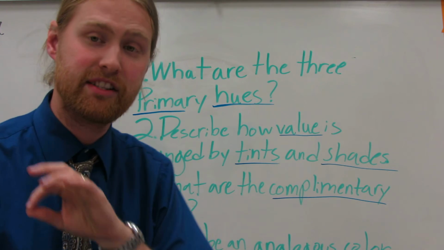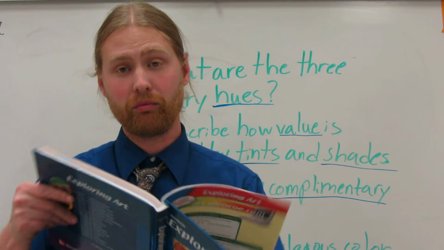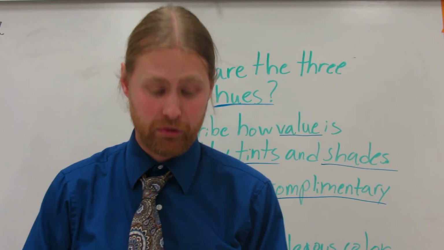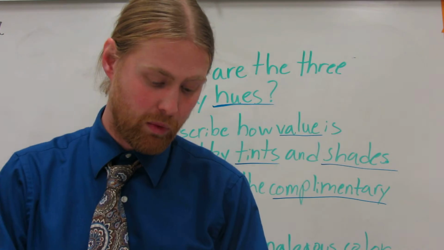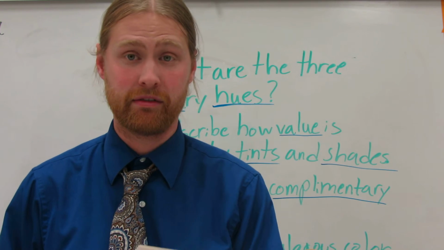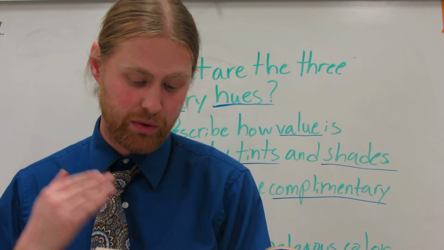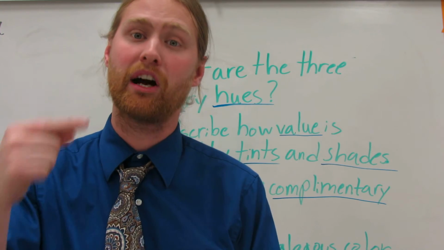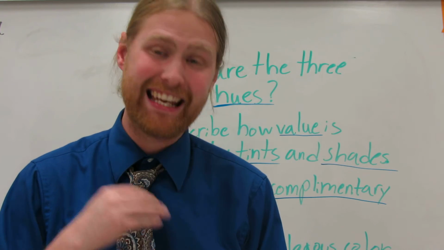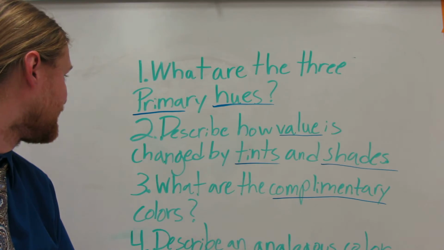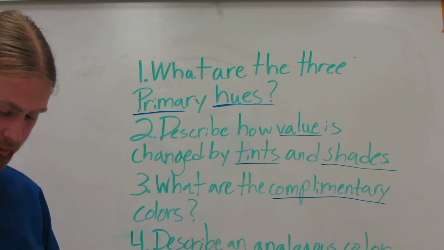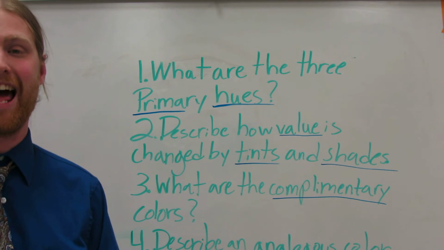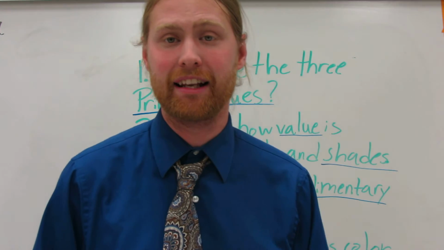Remember, 6th and 7th graders, just write it on a separate piece of paper. 8th graders, you write in paragraph form, so no numbers, paragraph form. The questions are: first, what are the 3 primary hues? Second, describe how value is changed with tints and shades. So how do you get tints and shades? How do you change value in colors with paint? Third, define intensity. What is intensity? Fourth, what are the complementary colors? You can give an example. And then number 5 is describe an analogous color scheme.